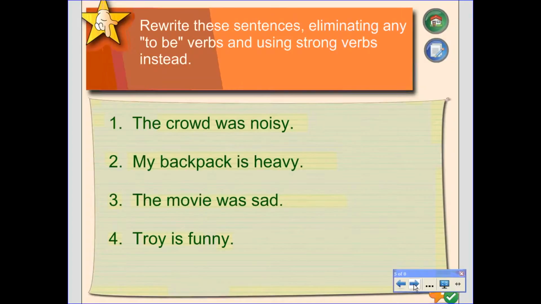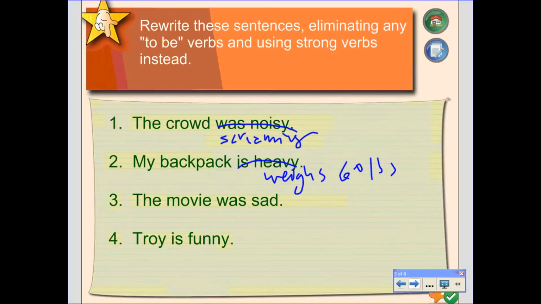All right, first sentence here says, the crowd was noisy. Again, this isn't particularly specific. Instead of was noisy, we might write something about the crowd screaming or the crowd chanting to get us much more in the scene of wherever that crowd is. Number 2, the same thing. Simply saying that the backpack is heavy is really not describing how heavy it is. Specifically, we could say that it weighs 60 pounds or something like that. You could be more specific by saying the backpack dragged my back down to the ground or something like that to give a good image.